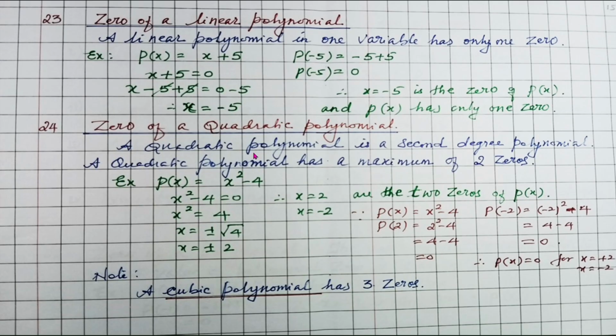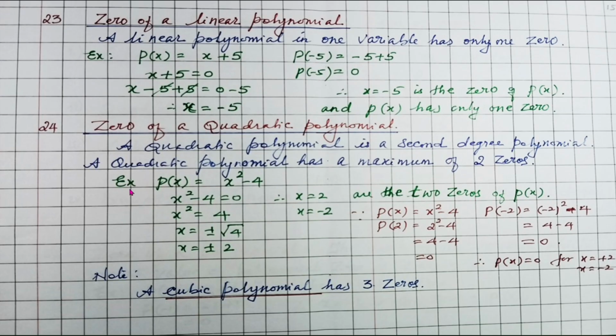Remember that. Now, 0 of a quadratic polynomial. A quadratic polynomial is a second degree polynomial, and therefore a quadratic polynomial has a maximum of 2 zeros. Therefore, very clear it is, the degree of a polynomial will determine how many zeros. If I take a linear polynomial, it is a first degree polynomial, therefore only 1 zero. A quadratic polynomial is a second degree polynomial, it has got a maximum of 2 zeros.